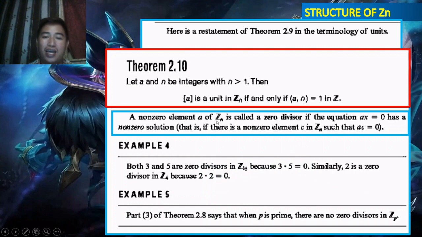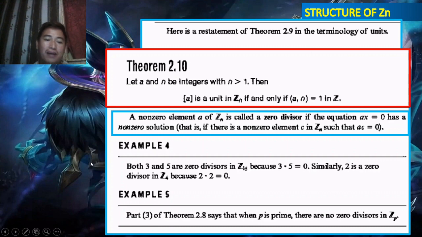A non-zero element A of Zn is called a zero divisor if the equation Ax = 0 has a non-zero solution, that is, if there is a non-zero element C in Zn such that AC is equal to 0. So, class, you are a zero divisor if you are not 0, but your product is equal to 0. Like earlier in Z6, 3 times 4 is 12, and 12 is 0 in Z6. Therefore, class, 3 and 4 are zero divisors in Z6.